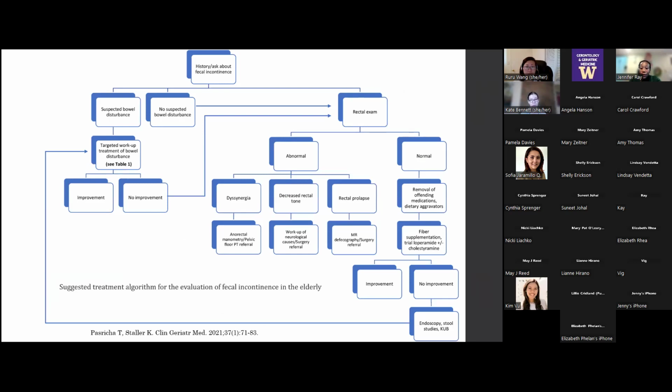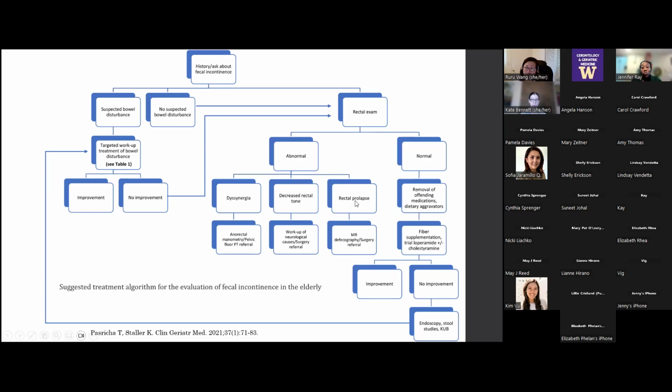This is a great paper I found with kind of a workup for fecal incontinence. So I always do a rectal exam, so I wouldn't necessarily separate this. So if you do a rectal exam and they're not having any diarrhea or constipation, if it's abnormal and you're concerned for dyssynergia, you're going to do an anorectal exam. If you have decreased rectal tone or, God forbid, a gaping anal sphincter, you're going to be concerned for neurologic disease and do appropriate imaging and referrals for that.